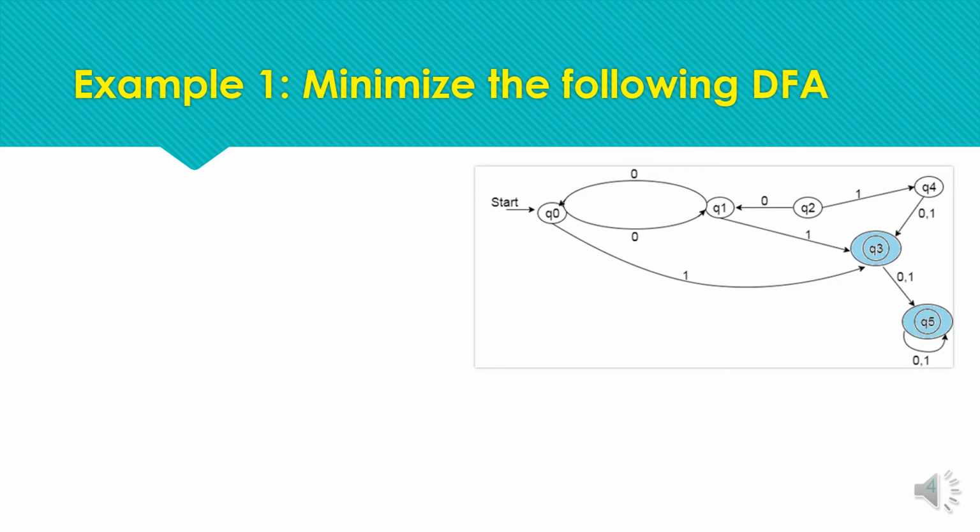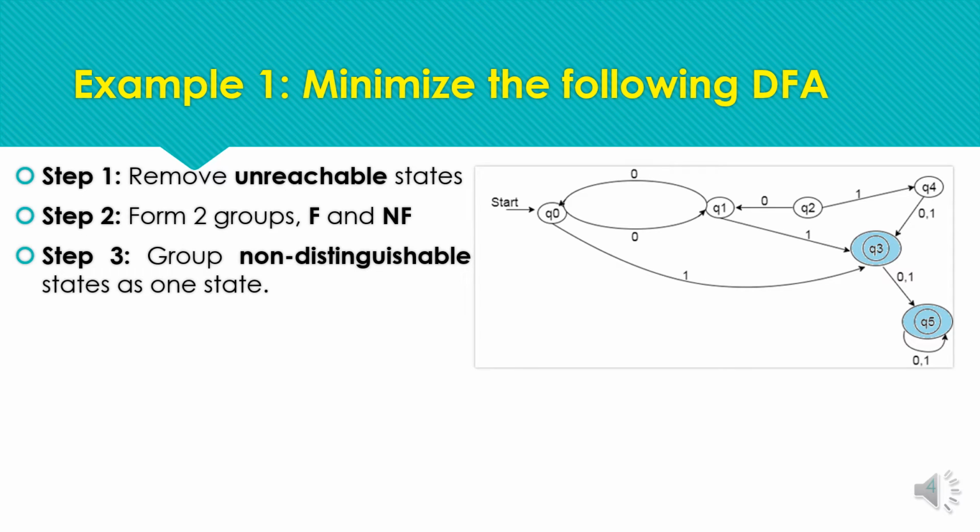This is the first example DFA, and we need to minimize this DFA. We will be following these steps. Firstly, we have to remove the unreachable states. So let's look for the unreachable states in this DFA, and DFAs are also NFAs, so we can call them NFAs as well. So don't get confused between NFAs and DFAs. DFAs are a subset of NFAs.